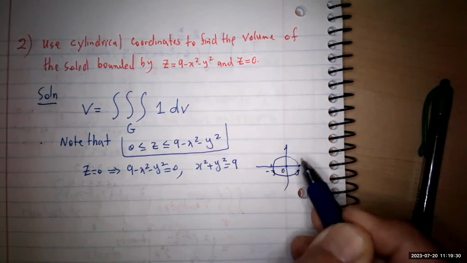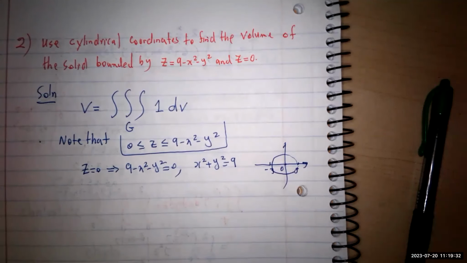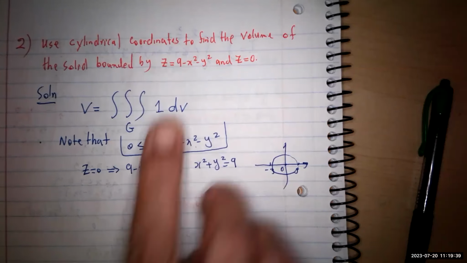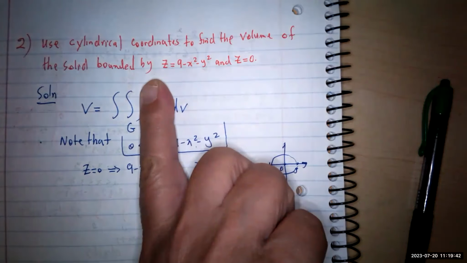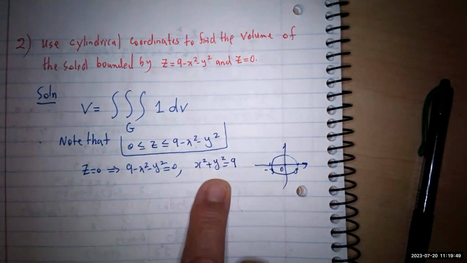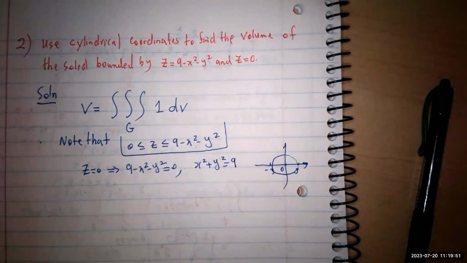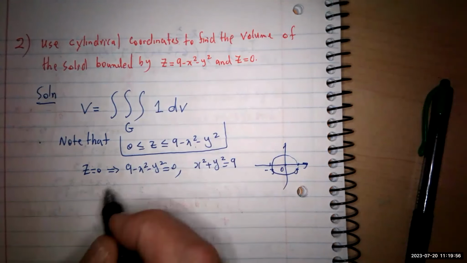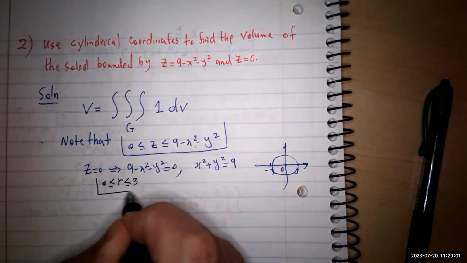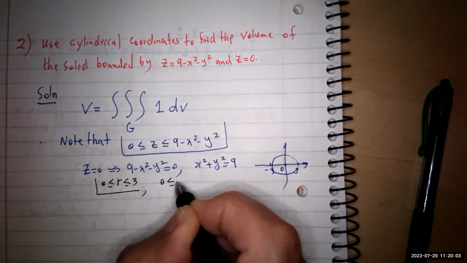Since you want to do cylindrical coordinates, you fix the z, which is fixed. Then for the projection into the XY plane, you're just using polar coordinates. So this is going to be your projection into two dimensions. Then the polar coordinates of the circle: r is going to be between 0 and 3, the radius, and theta is going to be between 0 and 2 pi.